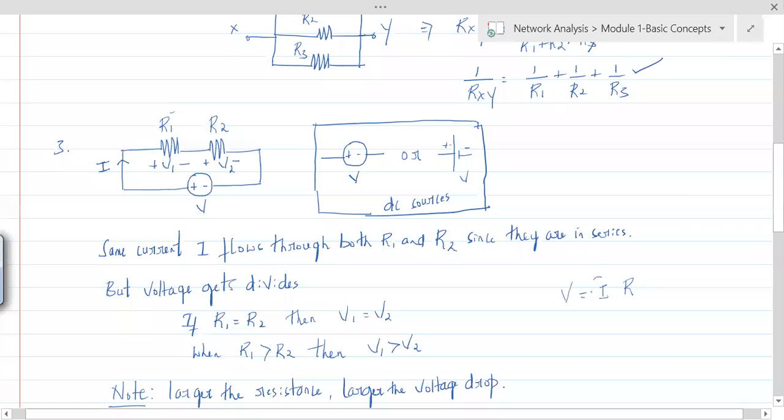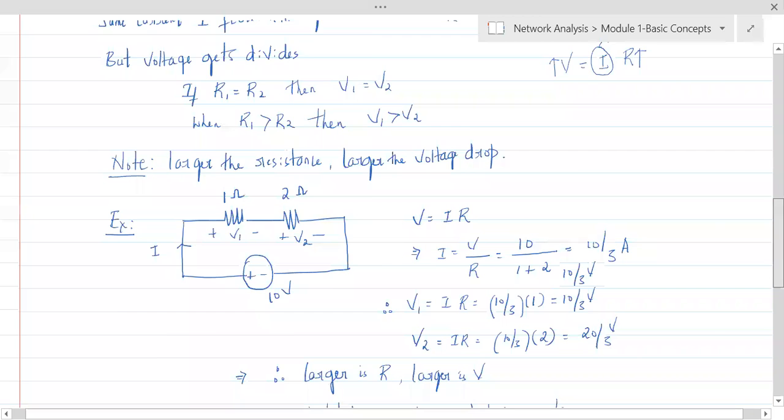Since this I is a constant, if R is greater, V is also greater. This is the idea. So if R1 is greater than R2, then V1 would also be greater than V2. That means the greater the resistance, the greater the drop across it. It's just that. You need to look at which parameter is constant in this Ohm's law, and to maintain the equilibrium, the corresponding things happen.